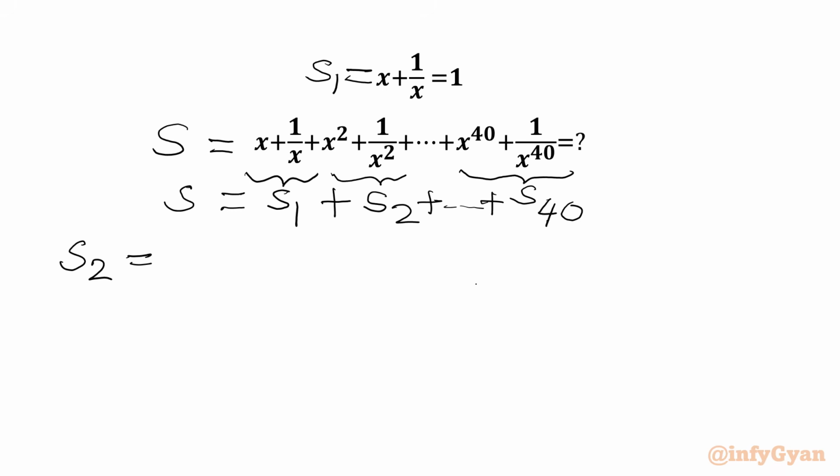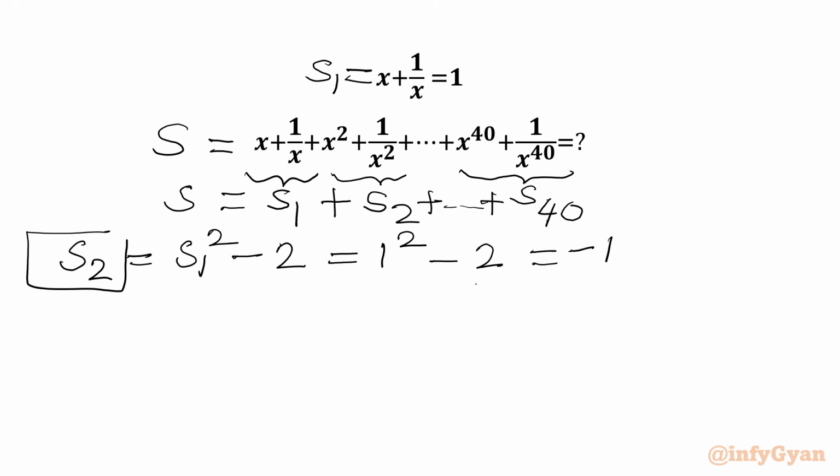So S2 will become S1 square minus 2. X square plus 1 over x square is equal to x plus 1 over x whole square minus 2. S1 is 1, so 1 square minus 2. 1 square is 1, minus 2 is minus 1. So we have S2 equal to negative 1.